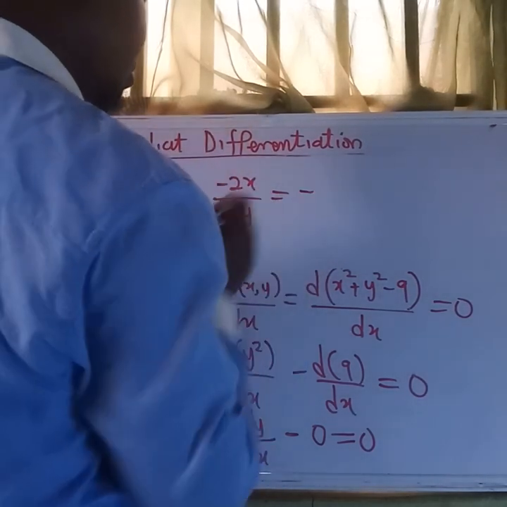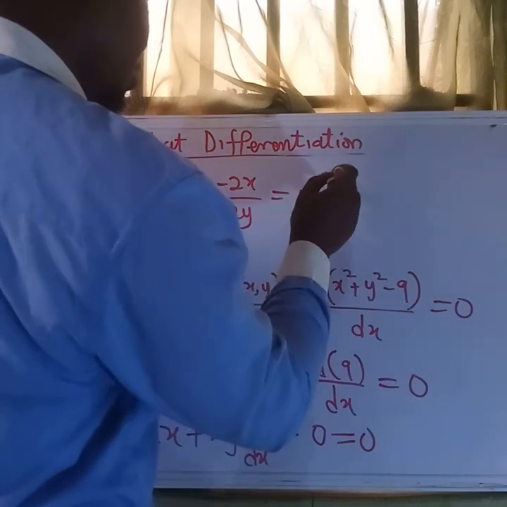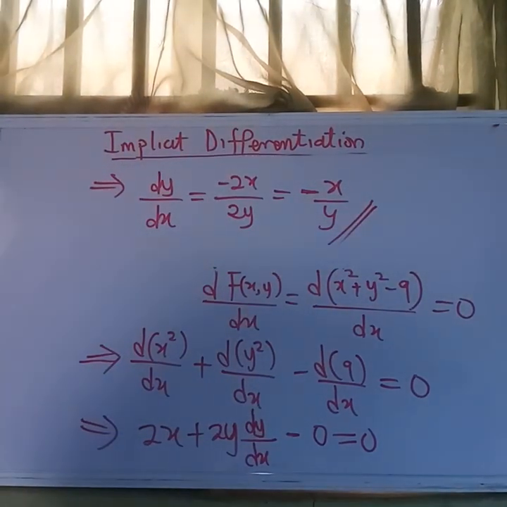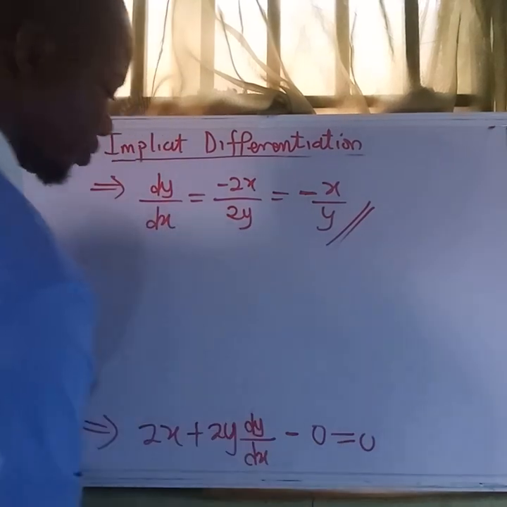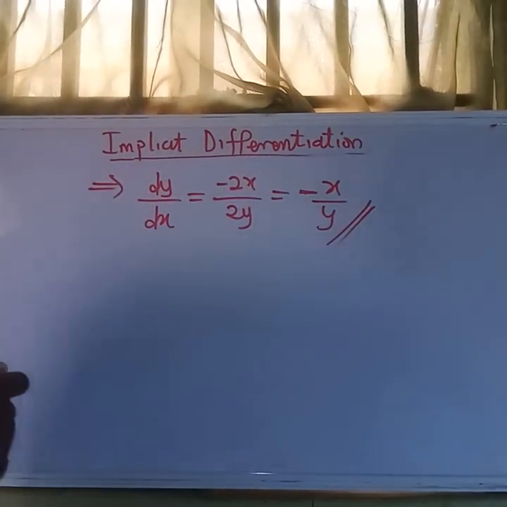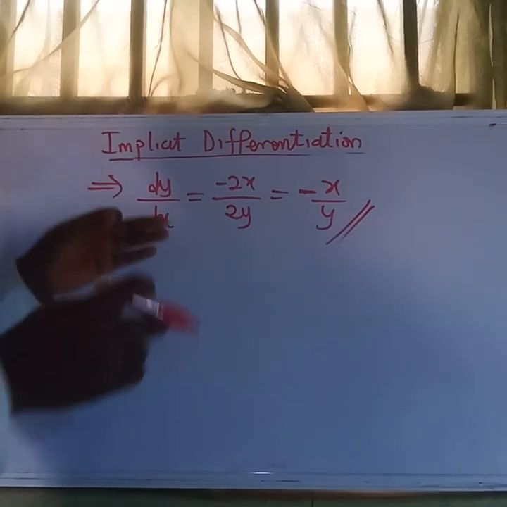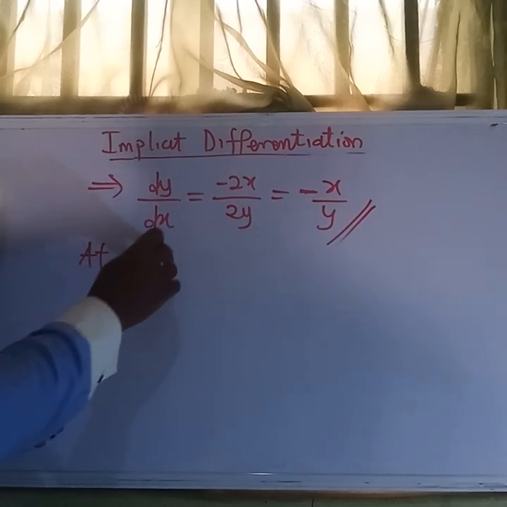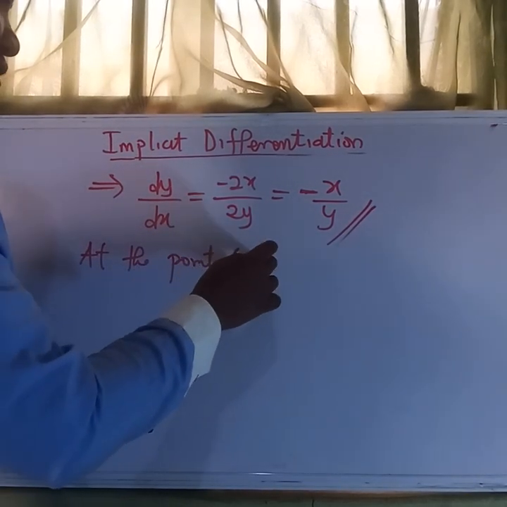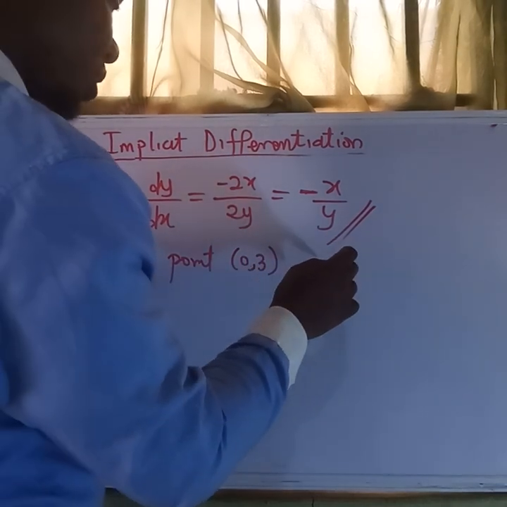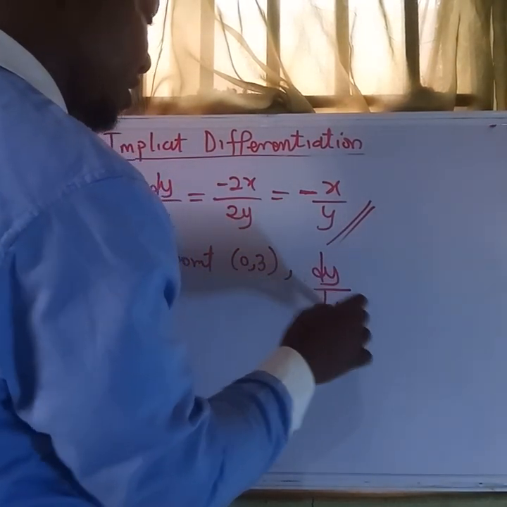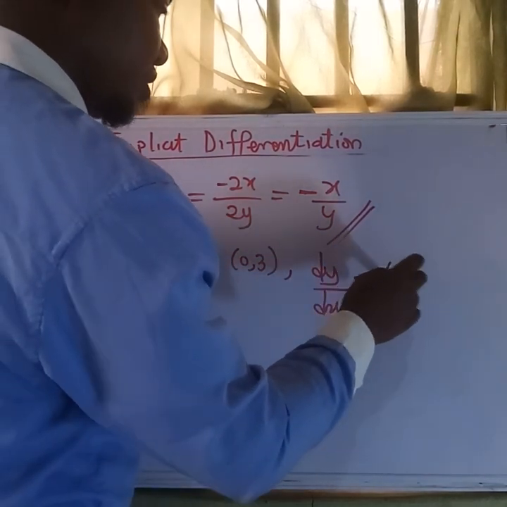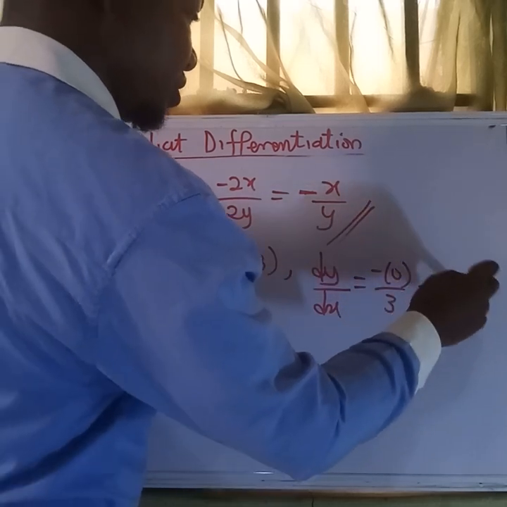So 2 cancels 2, and this becomes this. So here is the slope of this function. At any point x and y, that is the slope. Now, if we are to evaluate this slope at the point (0, 3), to see what the slope will be, wherever we see x we put 0, and wherever we see y we put 3. That will be -0/3, and of course, this will be 0.